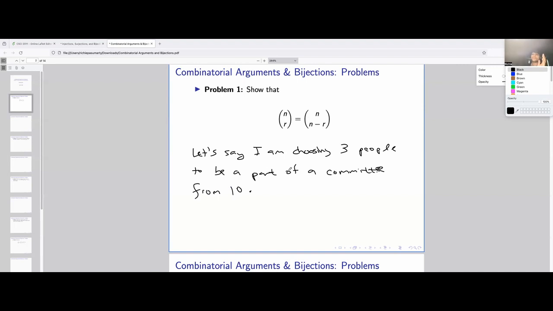I could just choose those 3 people directly and I would get 10 choose 3. Or I can choose not the people on the committee, but just the 7 people who I do not want on the committee. And that would imply the people who are on the committee. So instead of choosing the people who are there, just choose the people who are not there. For that reason, 10 choose 3 is equal to 10 choose 7. And in general, n choose r is equal to n choose n minus r, as you can see right there.